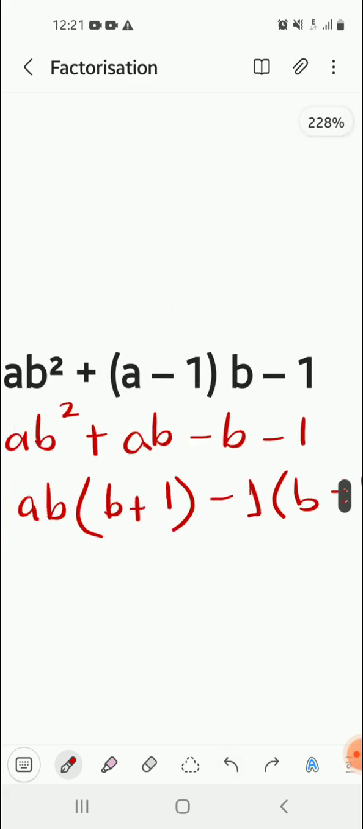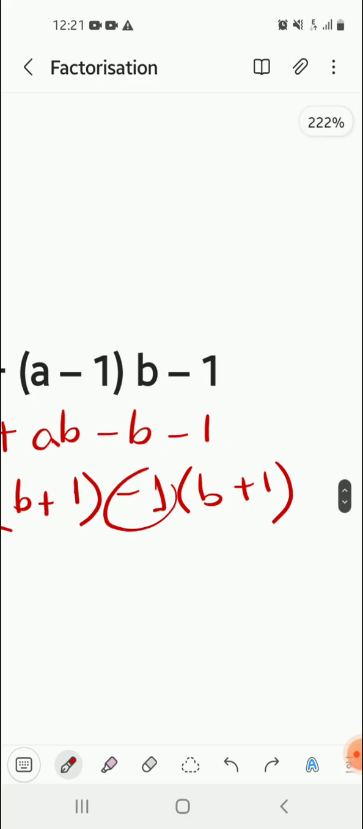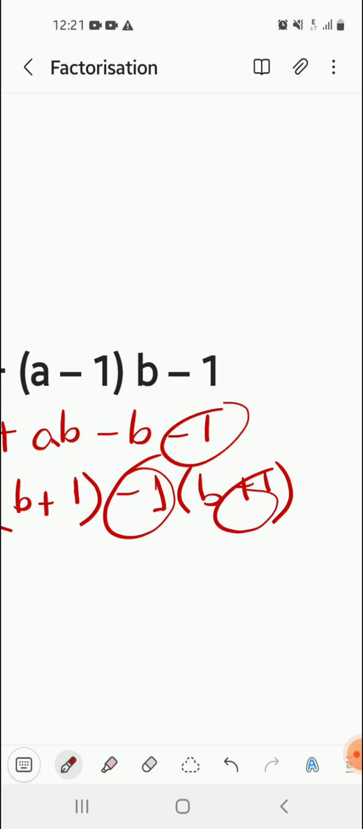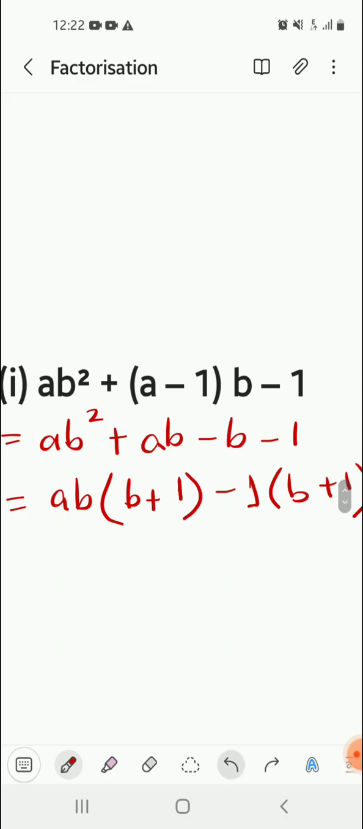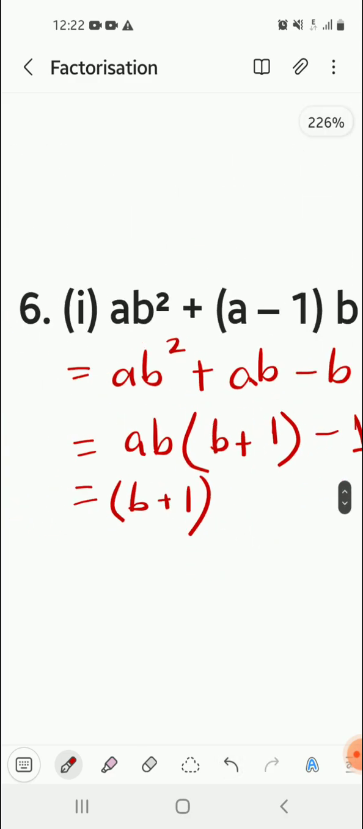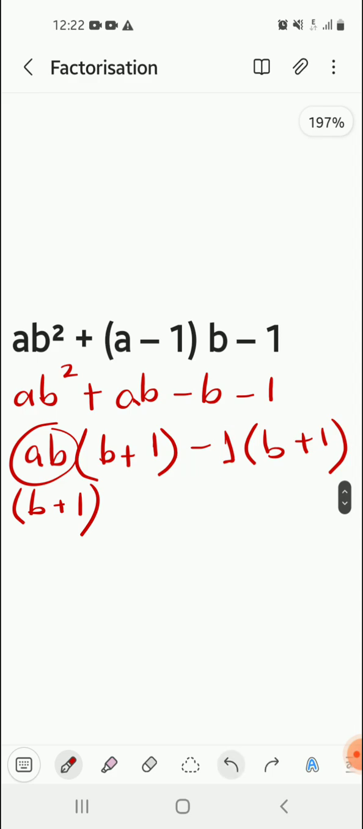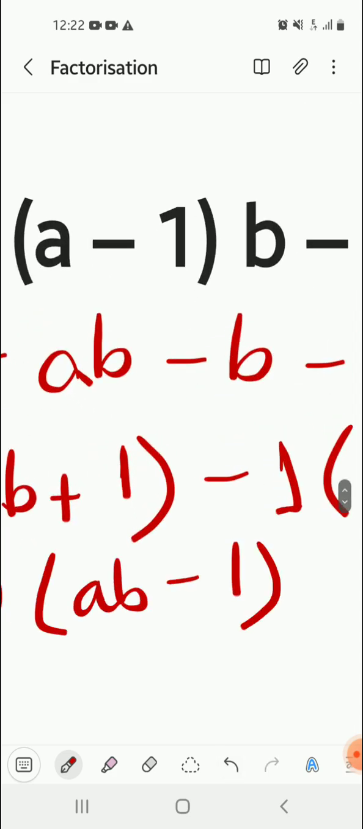So now check the answer. ab into b is ab square. ab into plus 1 is plus ab. Minus 1 into b is minus b. And minus 1 into plus 1 is minus 1. So here b plus 1 is a common factor. So we're going to write it b plus 1. And whatever we are left with, that is ab and minus 1. We will combine both together and write ab minus 1.